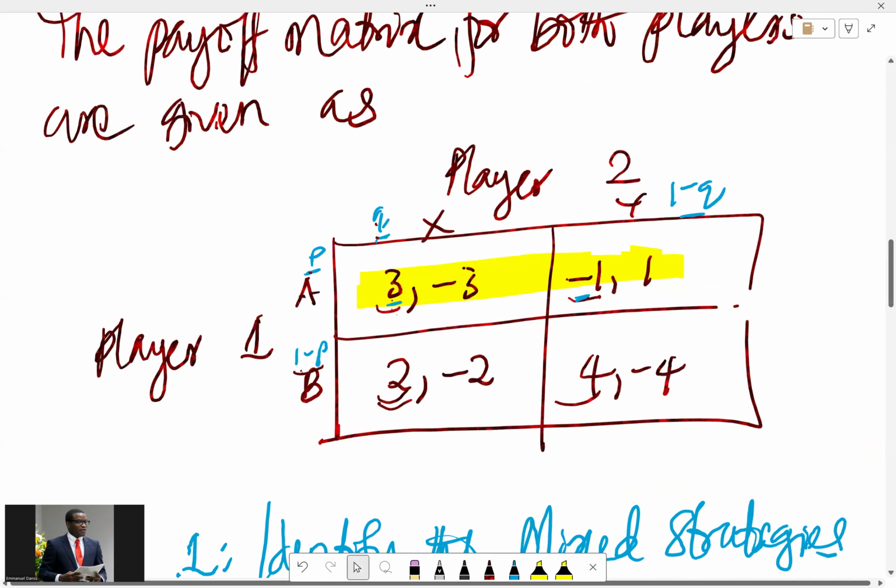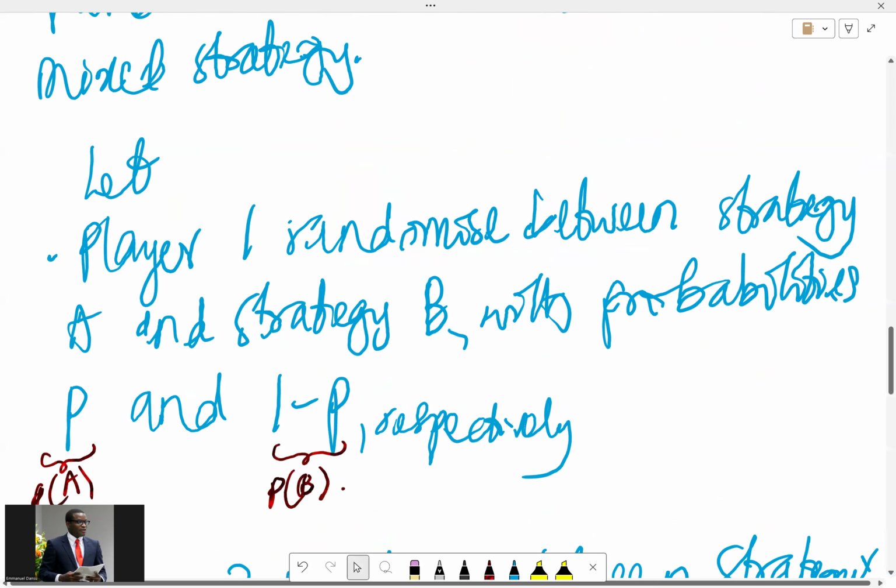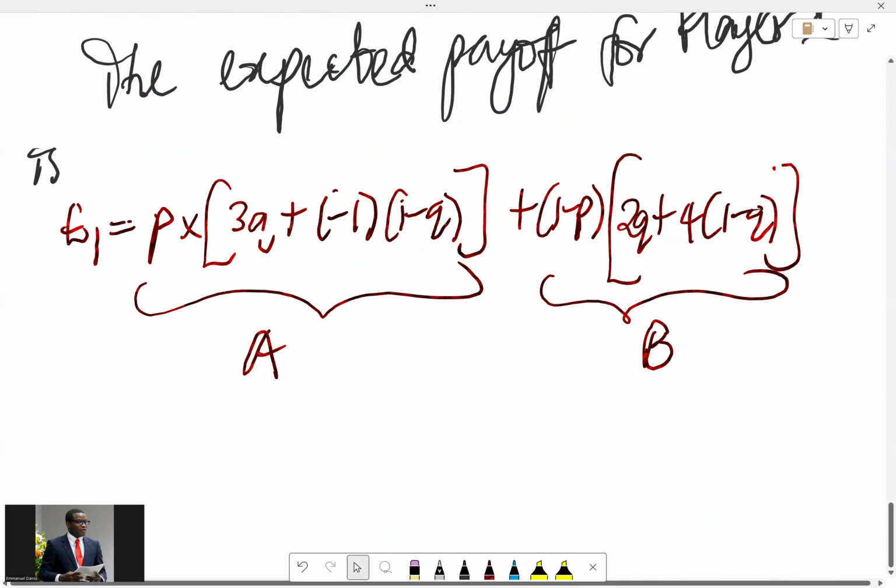So for strategy A now, the probability of playing strategy A by player 1 is P. But as player 1 is playing strategy A, player 2 is playing strategy X now. So it means P multiplied by 3 times Q plus minus 1 times (1 minus Q). Then for strategy B now, that's (1 minus P) multiplied by 2Q plus 4 into (1 minus Q). And that's exactly what we have right here.